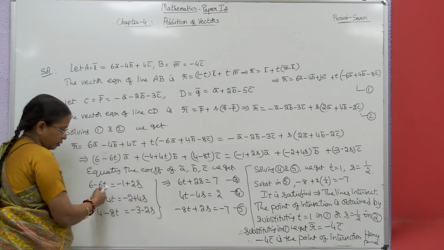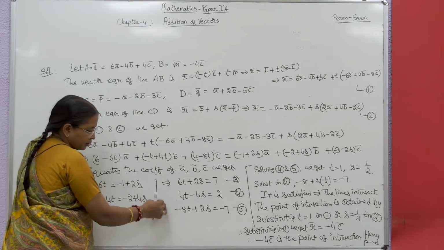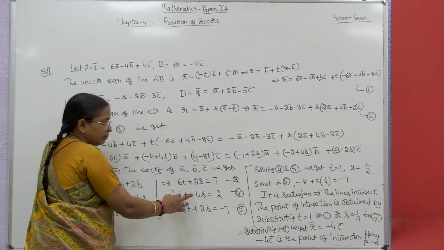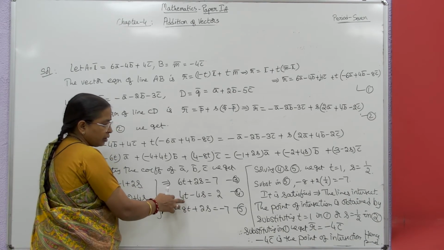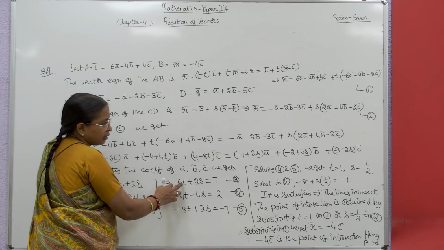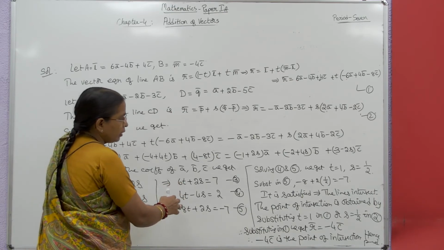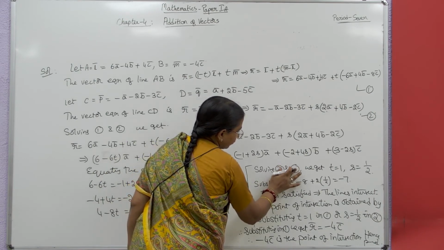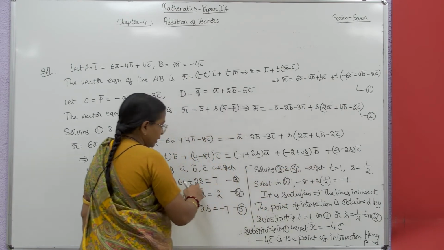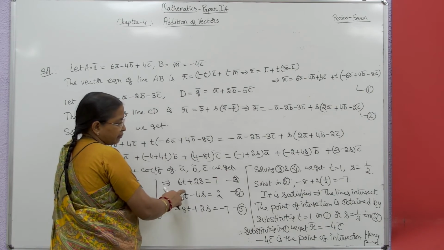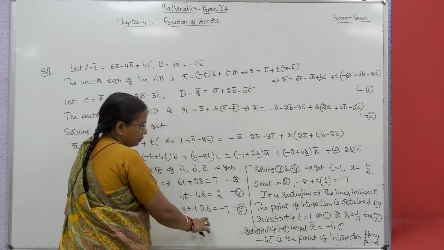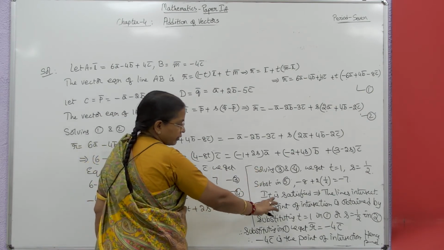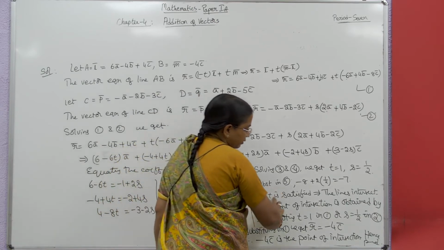Again, when you take all the terms this side, you will get the equations like this. Now number them as 3, 4 and 5. Solve only 2 equations. So when you solve 3 and 4, you will get T as 1 and S as half. Now substitute them in the fifth equation. It is satisfied.